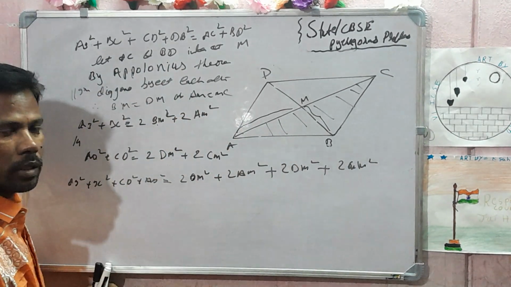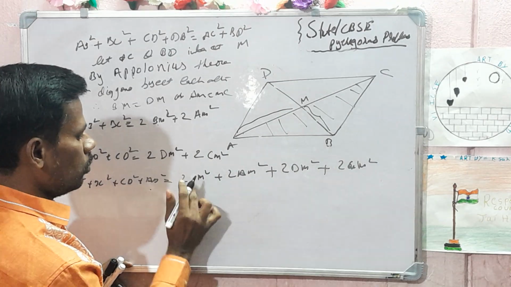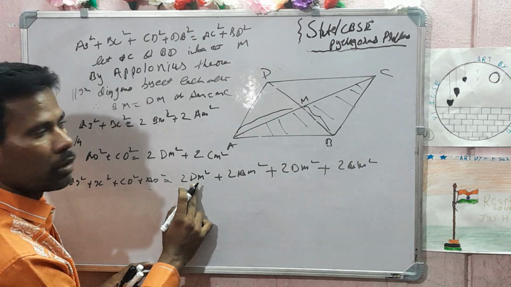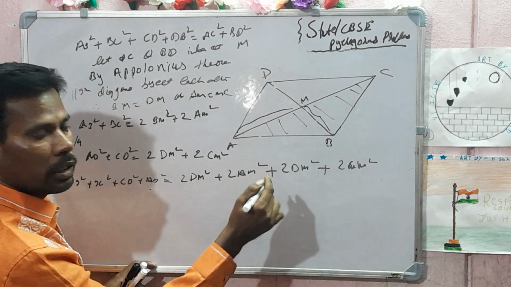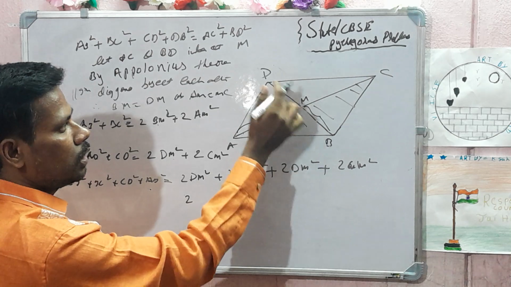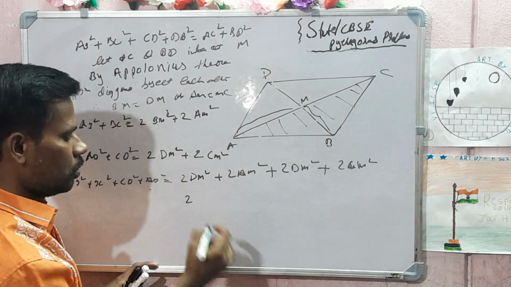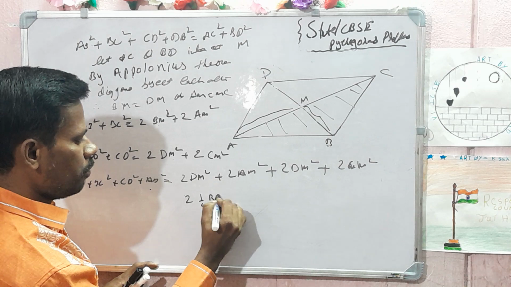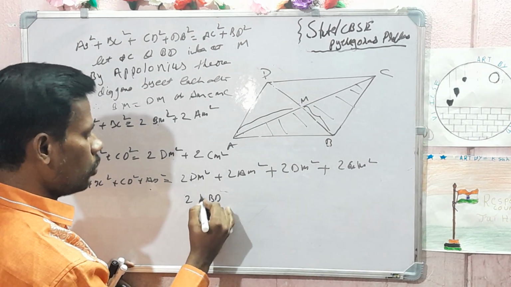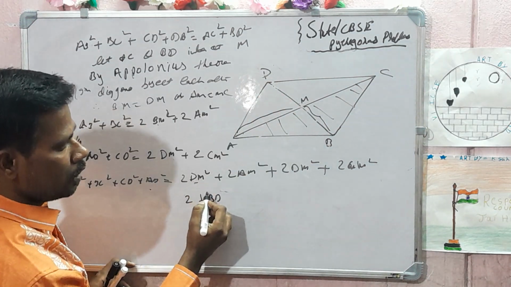So from this, what can you say? This side we have already proved. So 2 times DM is nothing but DM length. How will you get it? Half of BD, no? Half of BD. Right? So in place of DM, it is already there.